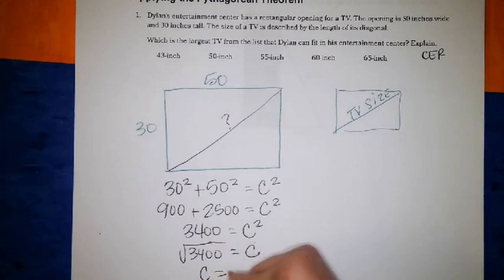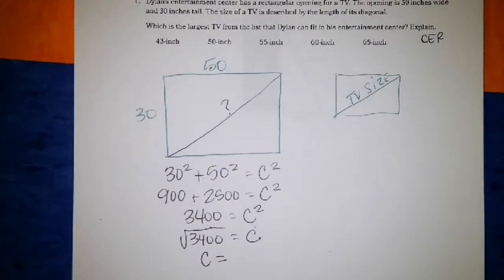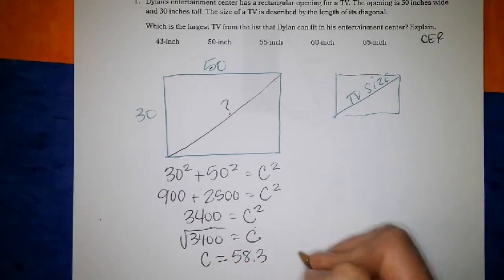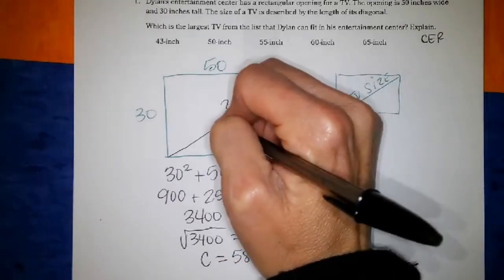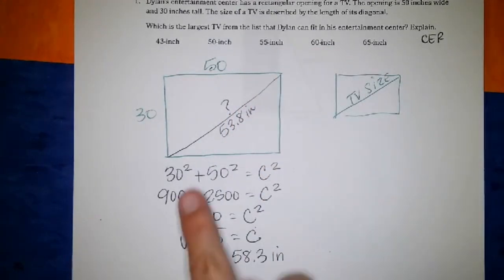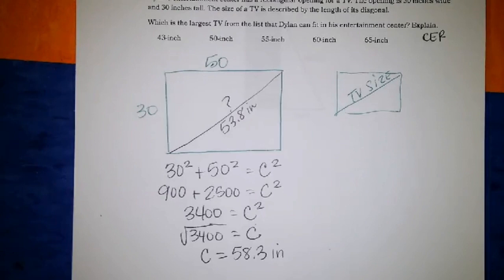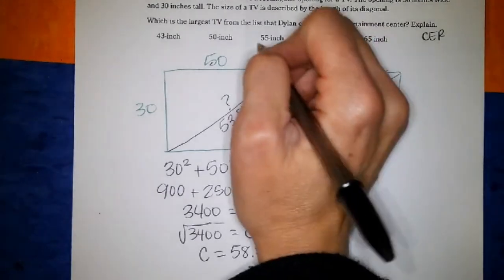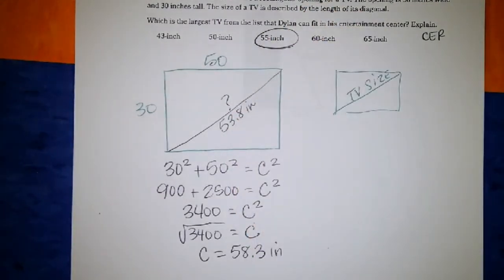So c would equal, let's do the math. Sorry, I'm pulling out my notes. 58.3 inches. So that means that this is a 58.3 inch diagonal. If this is 58.3 inches, the biggest TV that we can fit in this spot is a 55-inch TV.